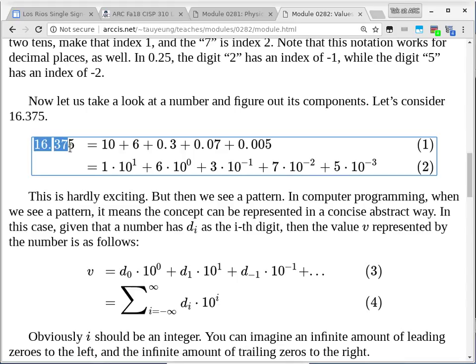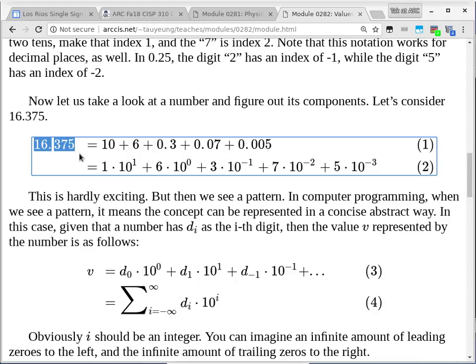So if you look at this as a base 10 number, which is the usual way of looking at numbers, I can break it up. So this is 16.375. I can break it up into 10 plus 6 plus 0.3 plus 0.07 plus 0.005. Does anyone want to challenge or dispute that? No, that's pretty easy stuff, right?